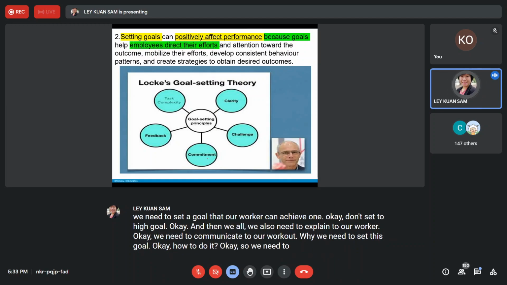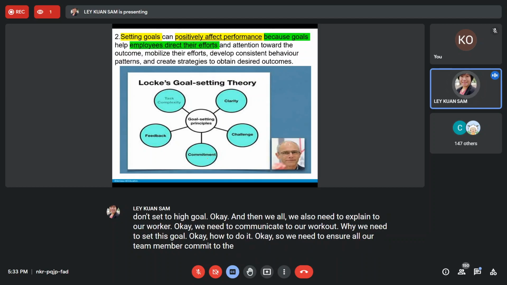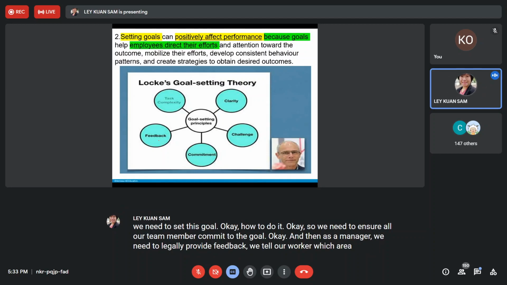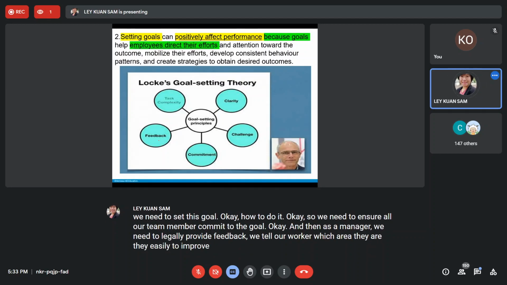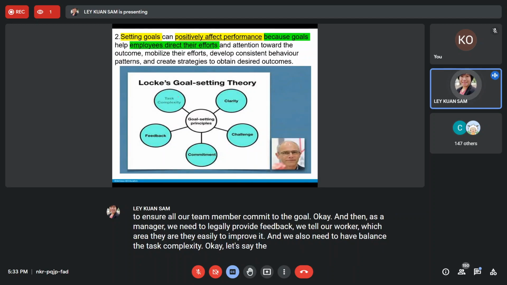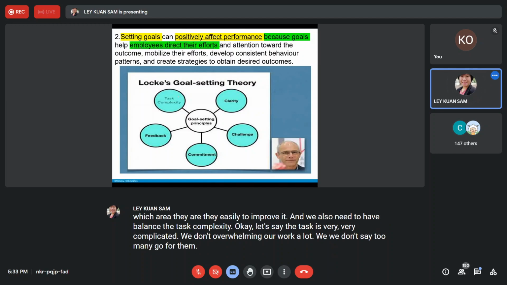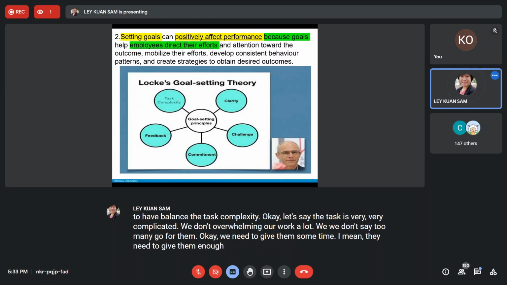We need to ensure all our team members commit to the goal. And then as a manager, we need to regularly provide feedback. We tell our worker which areas they still need to improve. We also need to balance the task complexity. Let's say the task is very complicated, we don't overwhelm our worker. We don't set too many goals for them. We need to give them enough time to achieve the goal. So these are the things.